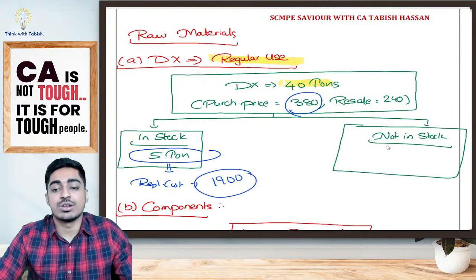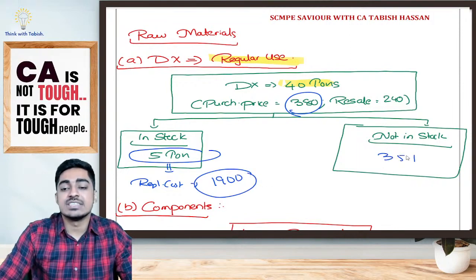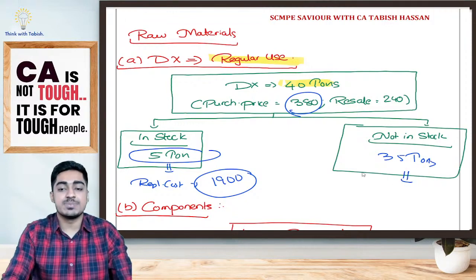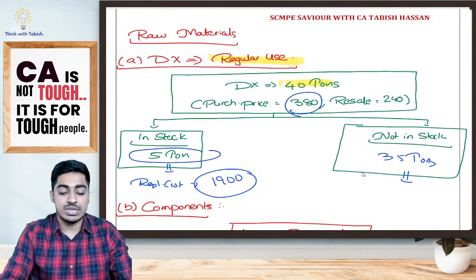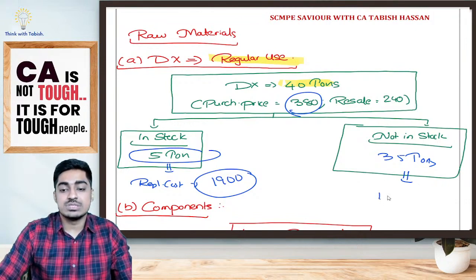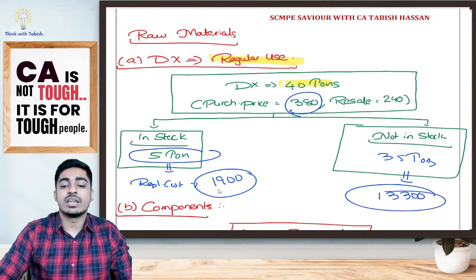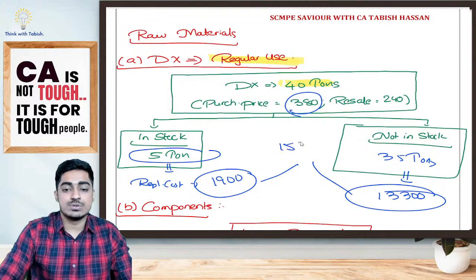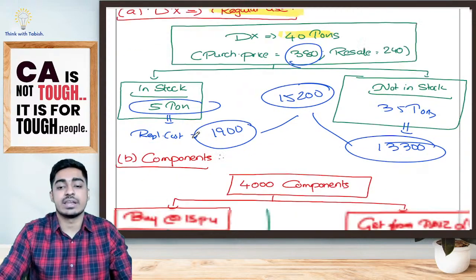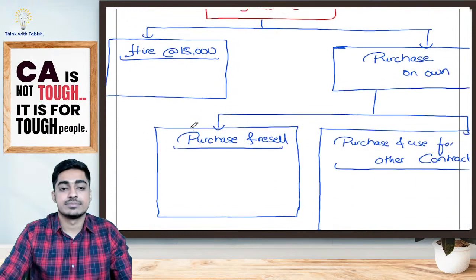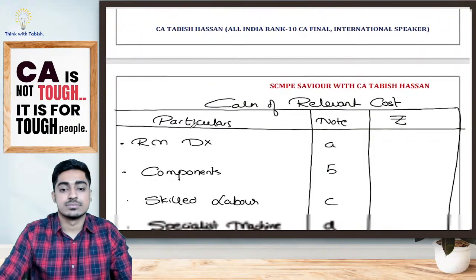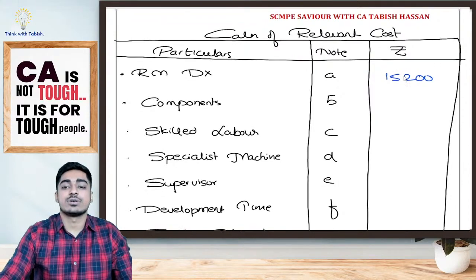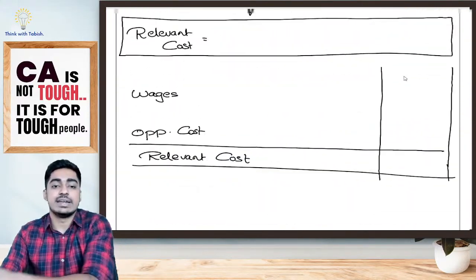And for the 35 tons balance which are not in stock, we need to purchase. So relevant cost is the purchase price. So it is 35 tons into 380 per ton is 13,300. So total relevant cost, 13,300 plus 1,900, is 15,200 rupees. The total relevant cost. Clear? Yes, 15,200 the total cost. This is with respect to raw material DX.